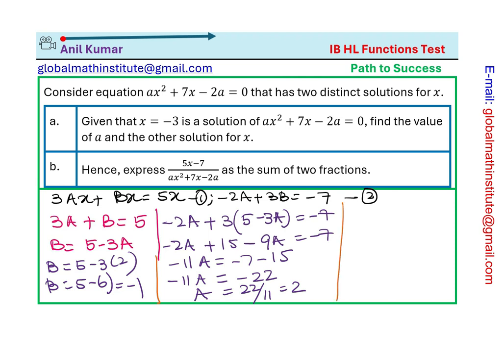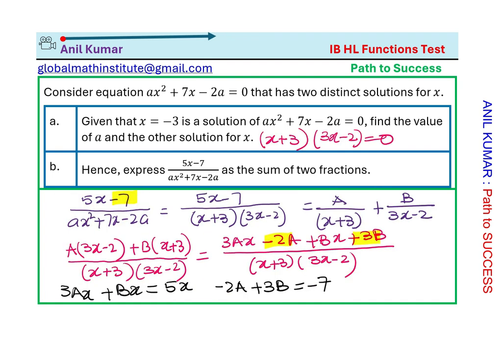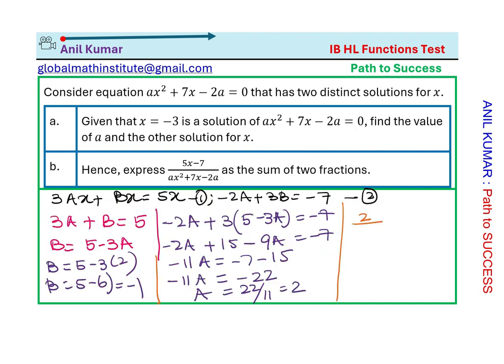A is 2, so it is equal to 2 over the first factor, right? And what was that? Let's see, first factor was x plus 3, right? And the second is 3x minus 2, right? So first is x plus 3, and b is negative 1, so we'll write negative 1 over 3x minus 2. So that becomes the solution for the given question.